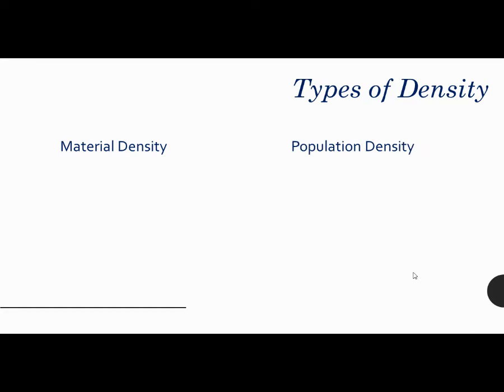Now, types of density. There are two types of density. One is material density, and the other one is population density. If you take material density, here D equals M per V. Therefore, here it is mass per volume when we talk about material density. When it comes to population, D equals N over A. N stands for, oh, my bad. So here, let me take my pen again. So N stands for the number of people, or maybe the population, over area. Okay?